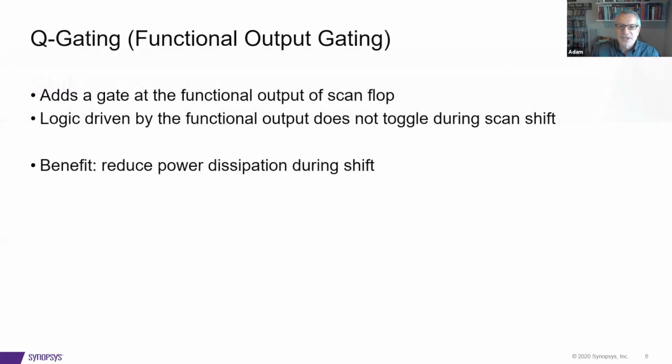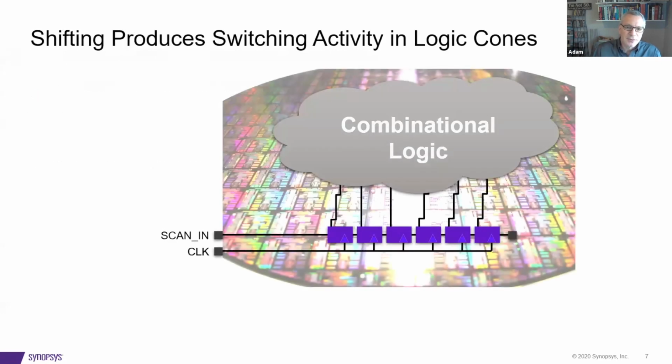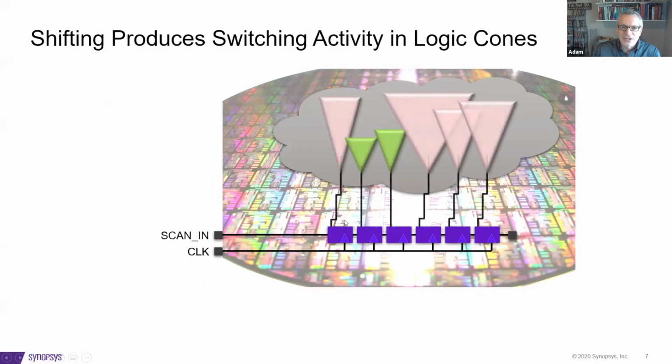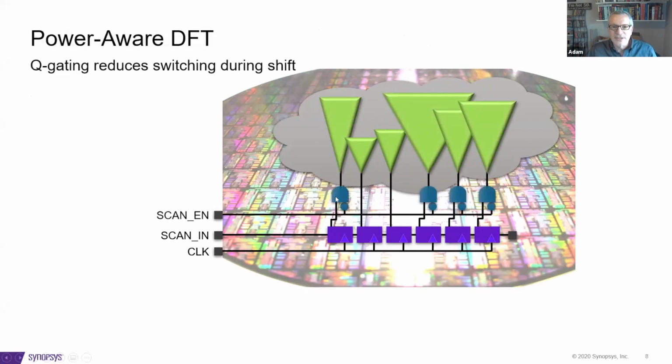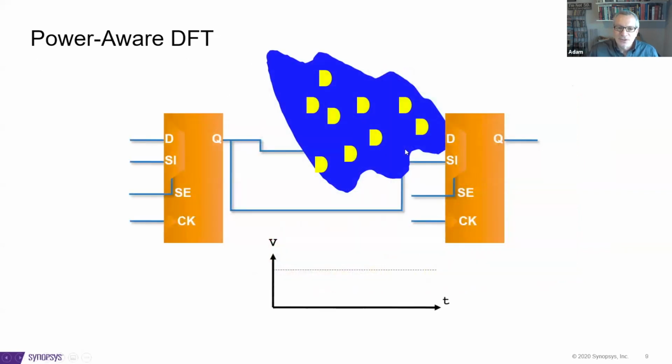The first one was actually mentioned earlier, but I'll get into more details on it. It was mentioned by Ken, Q gating, which is a technique which blocks the wiggling of the scan data as it goes from the flop into the functional logic. For example, here we have a big scan chain, and the scan chain is driving some cones of logic in the design. What this does is basically automatically put in gating logic, AND gates, OR gates, or whatever, so that while shifting, we don't activate the functional logic.